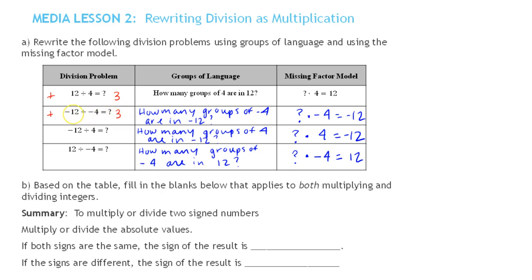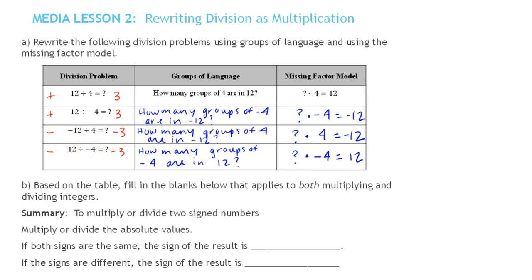negative 4 in negative 12. Now remember, these two results were negative. We had negative 3 and negative 3. So here we took the opposite of this result, and here we took the opposite of this result. So it looks like, based on the division, if the signs are the same, positive divided by positive or negative divided by negative, then the answer is positive. And if the signs are different for the two numbers, the answer is negative.